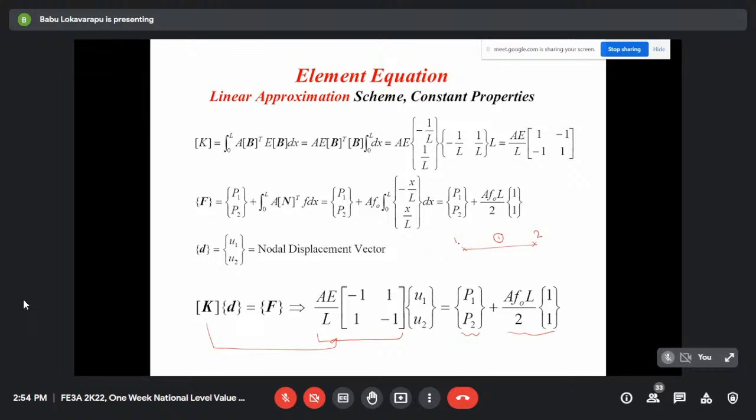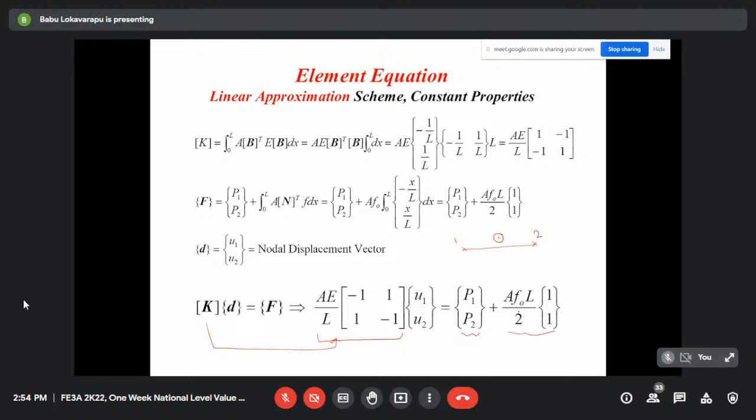Generally the notation is that nodes use numbers without a circle, and elements within a circle. For one element there are two nodes. So for element 1, this is the stiffness matrix, and these are the nodal displacements. That is why you have U1, U2. P1, P2 is also the nodal force vector at nodes 1 and 2.